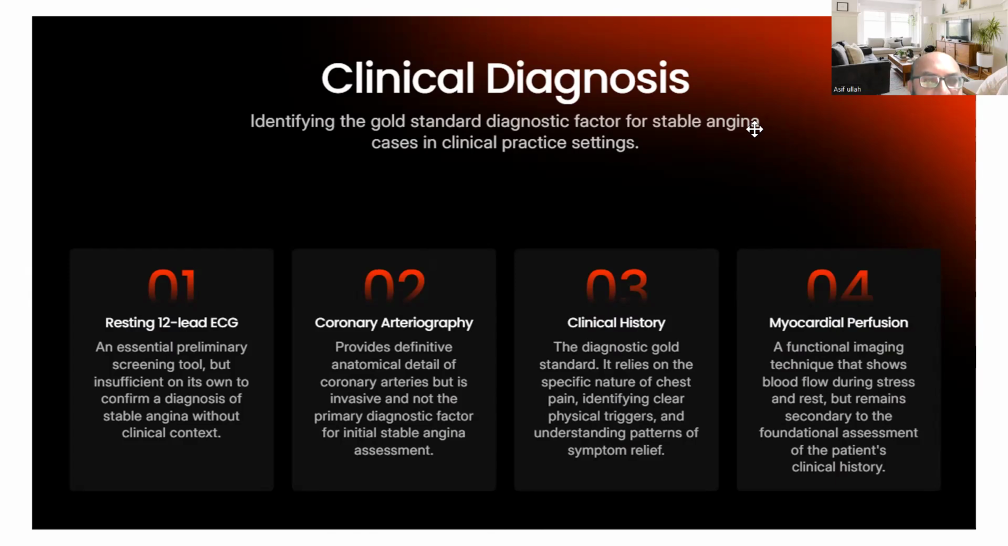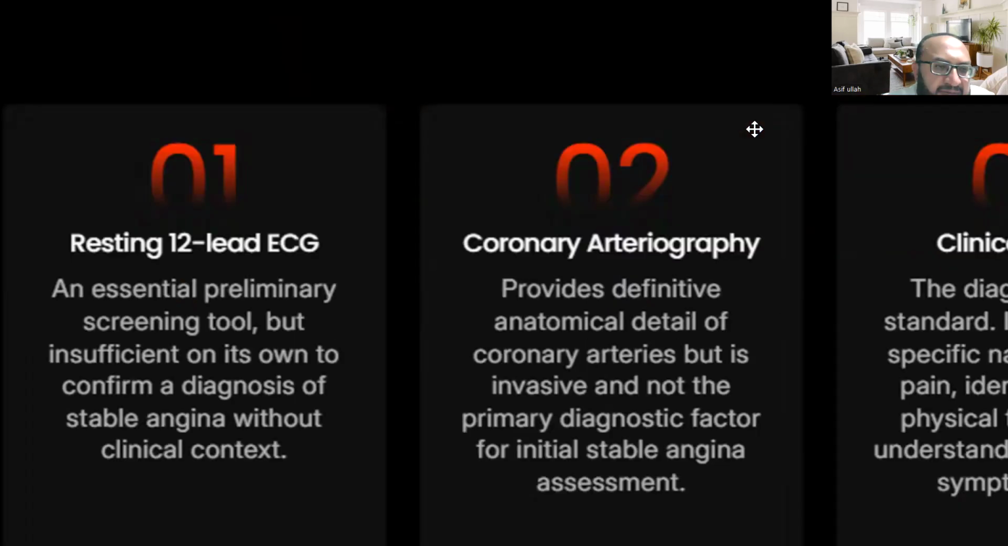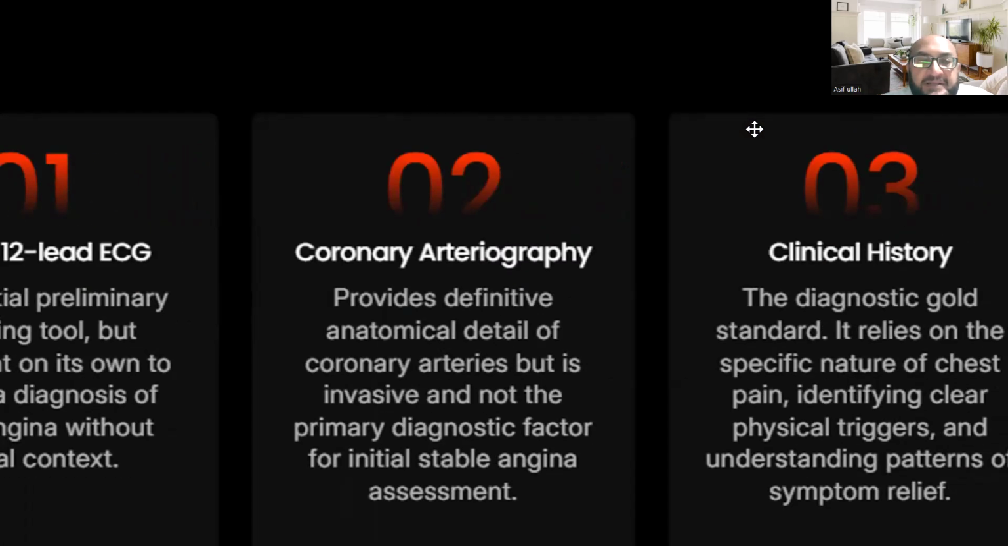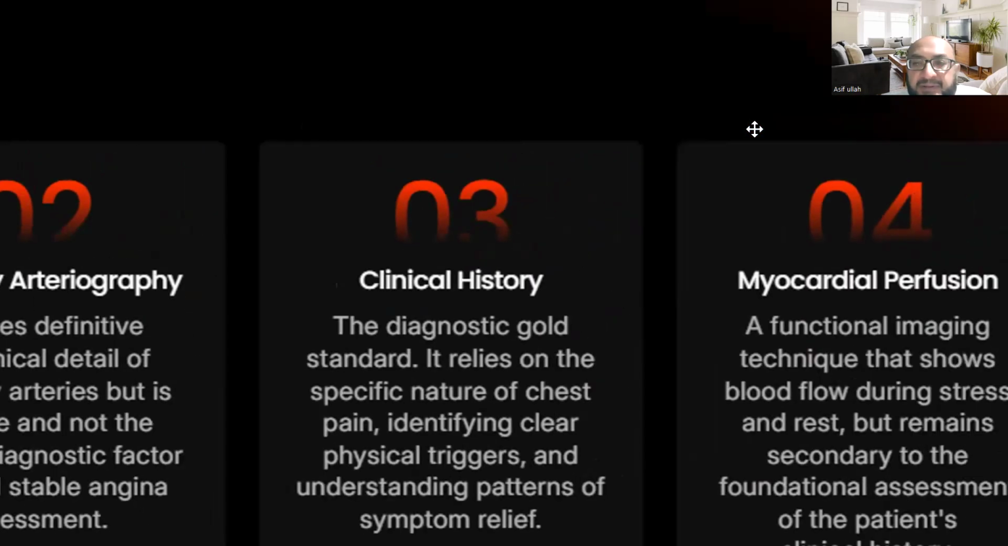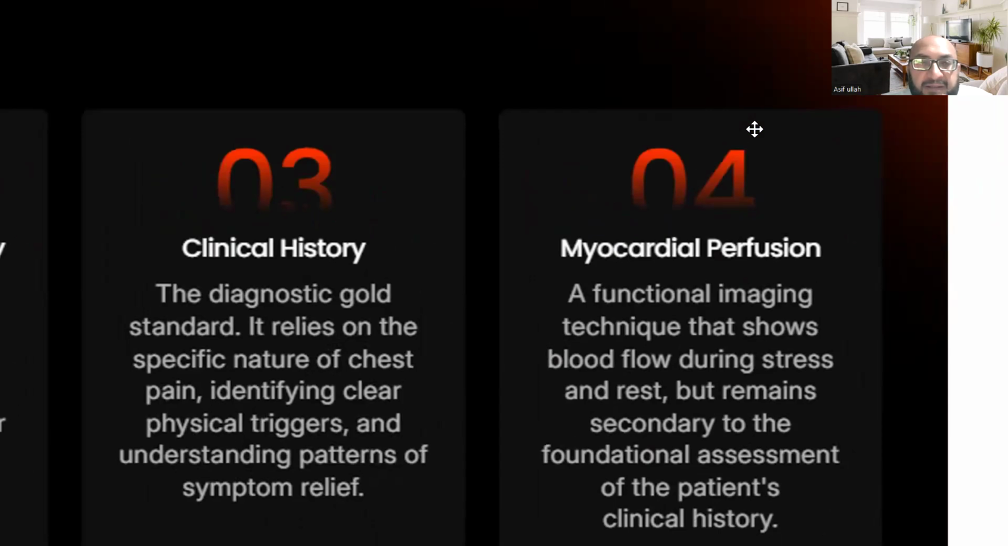So, whenever we are diagnosing these patients, a resting 12 lead ECG is first, but is not sufficient on its own. So, you may go for exercise tolerance test, and if that doesn't work out, you may go for CT angiography or invasive coronary angiography. Clinical history, here the order is third, but actually clinical history is much more important and the gold standard in any clinical setting, including stable angina.